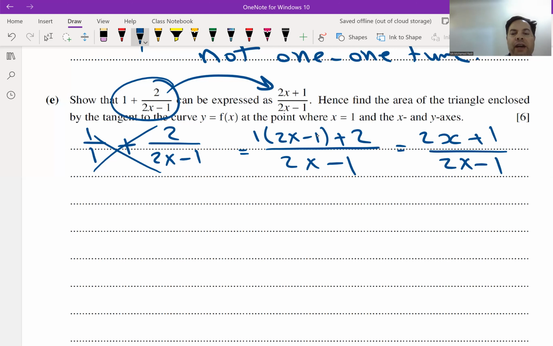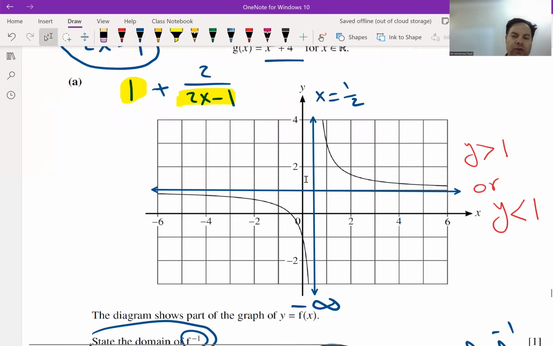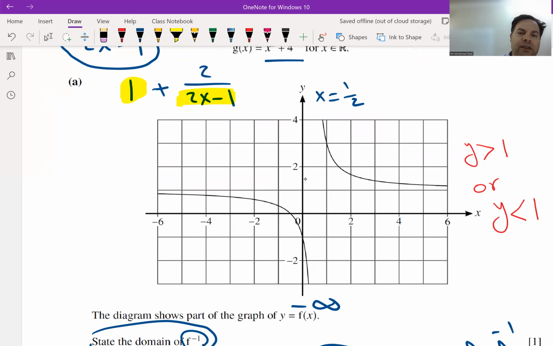Hence, find the area of the triangle enclosed by the tangent to the curve y equals f of x at x equal to 1, the x-axis and the y-axis. Let's start first to draw the tangent. By drawing a tangent at the given point, he asked to get the tangent at 1. By drawing the tangent at 1.